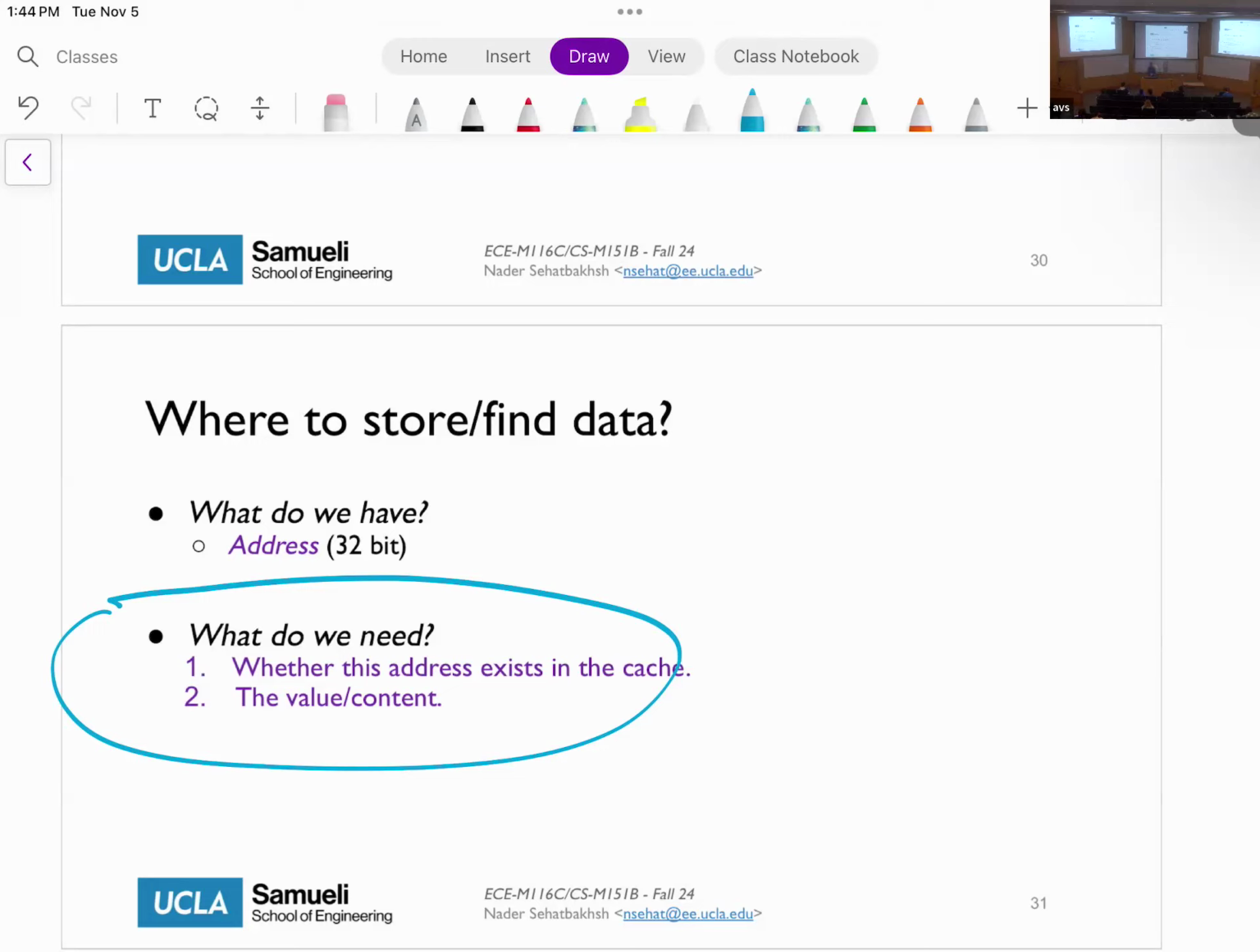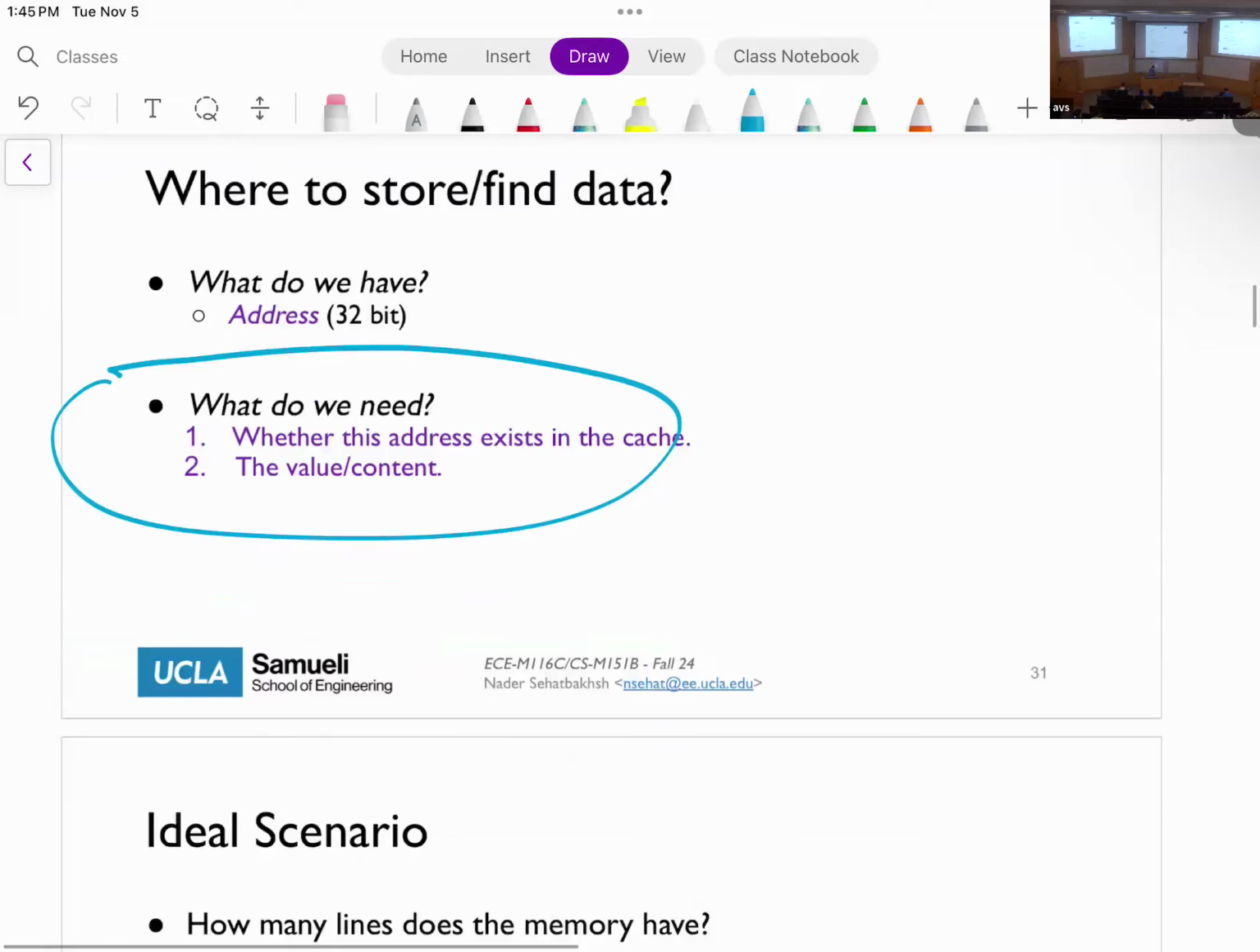So the search problem becomes a two-step problem. The first step is providing an answer, such as yes or no, the data is there, or hit or miss. And the second step is that if the data is there, providing the data. If the data is not there, then of course there's nothing to do at that point.